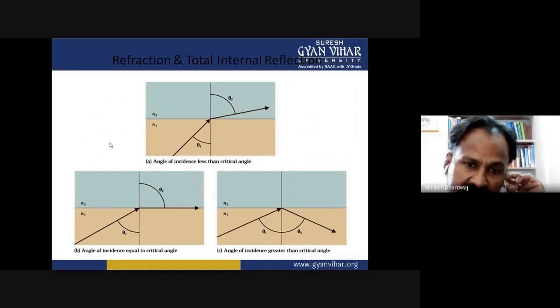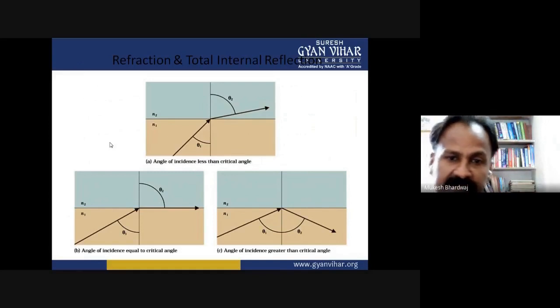So when the angle of incidence is less than the critical angle, then refraction takes place, and if it is greater than the critical angle, then reflection takes place.